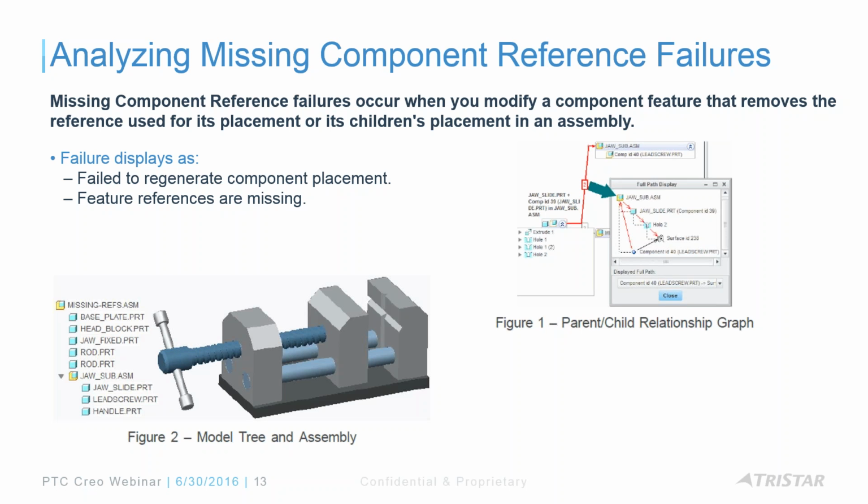If I assembled a bolt into a hole and then I open up the component with the hole and remove the hole, the next time in the assembly the bolt would fail its placement because its feature reference or component reference is missing. Okay. So missing component reference failures are the second reason why an assembly would fail.